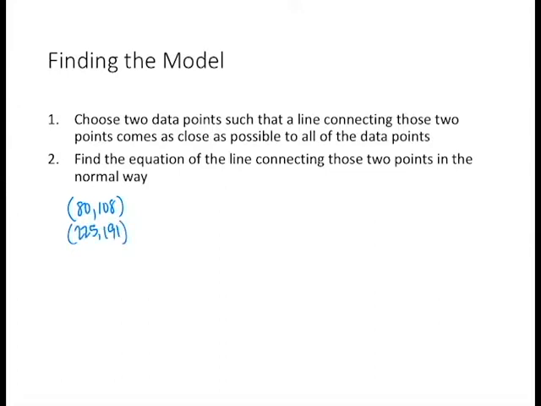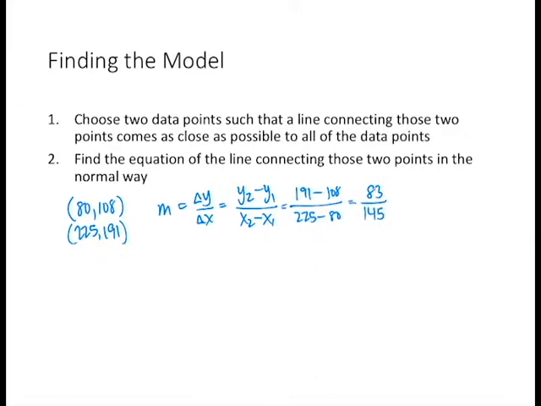So remember how we do this. First we find the slope. The slope is the change in y over the change in x, the rise over the run. Remember that's y2 minus y1 divided by x2 minus x1. In this case, my y2 is 191, my y1 is 108, my x2 is 225, and my x1 is 80. 191 minus 108, that's 83, and 225 minus 80, that's 145.